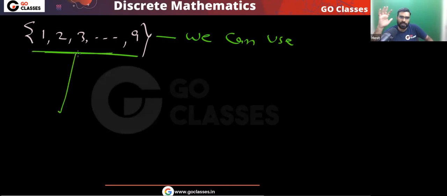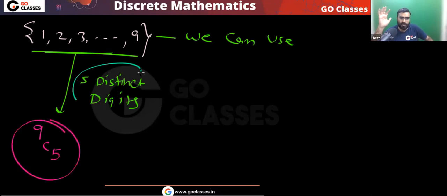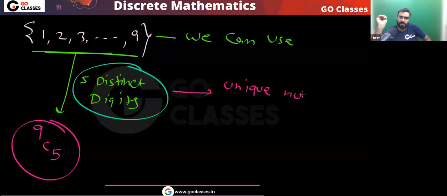From these we need 5 distinct digits. So that is 9C5. And once you have these, then only one number you can create. 5 distinct digits implies a unique number you can create.